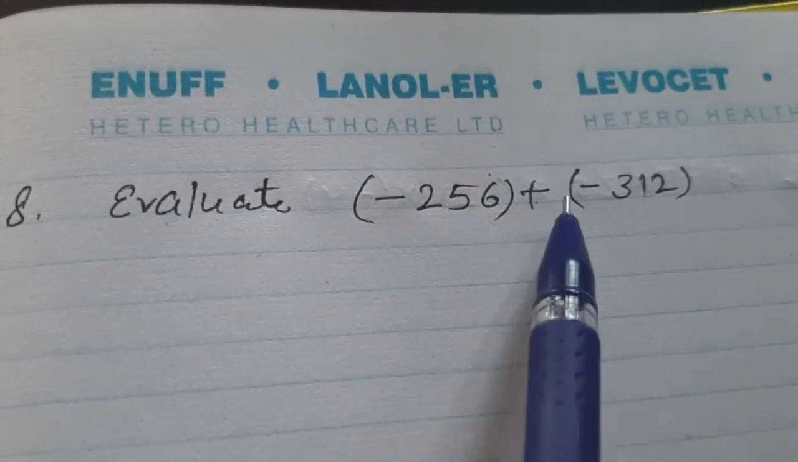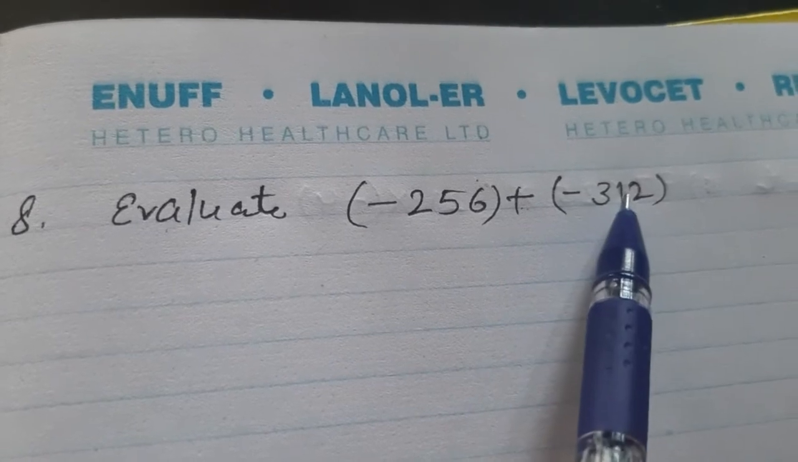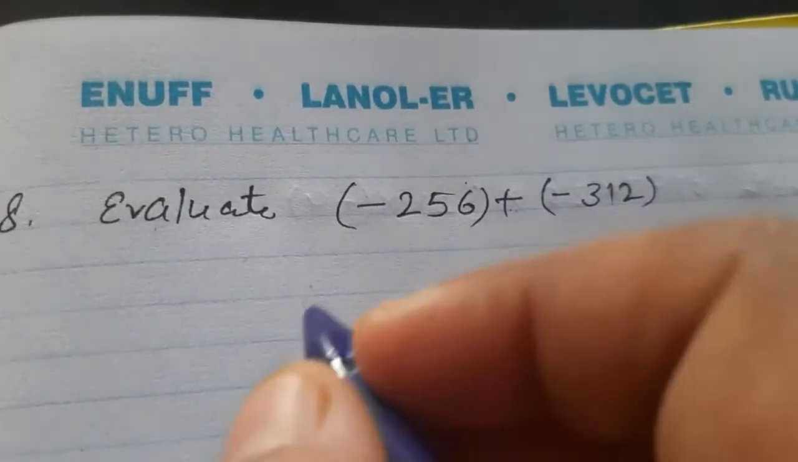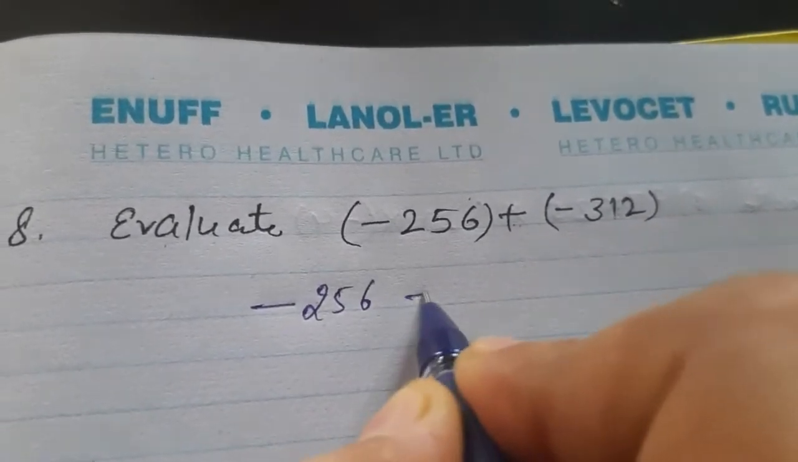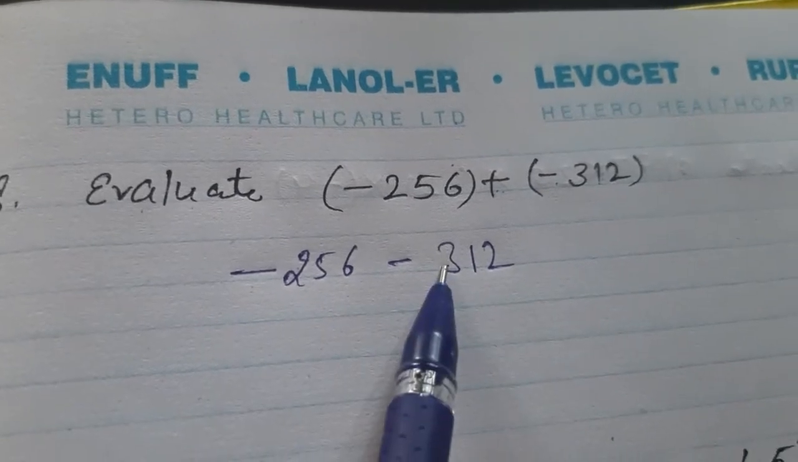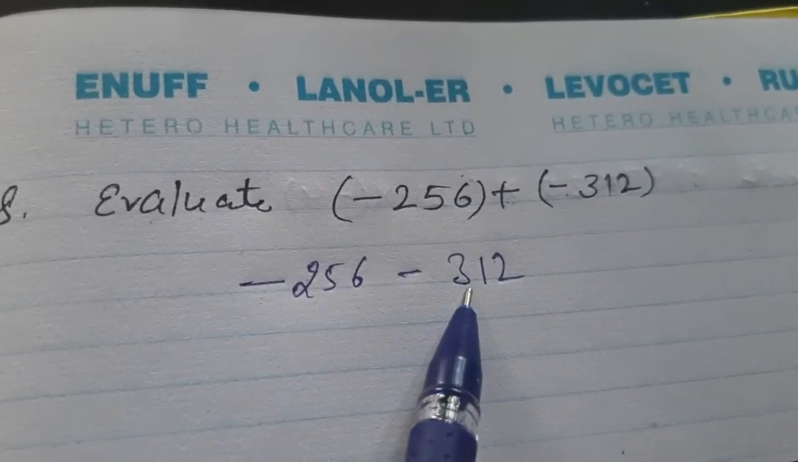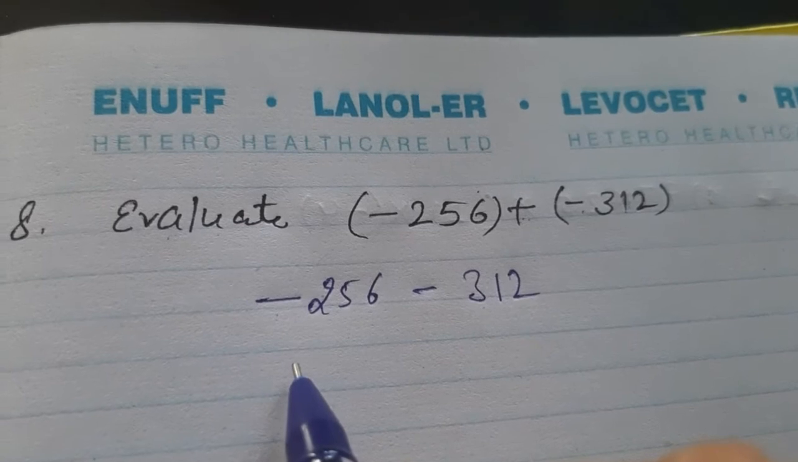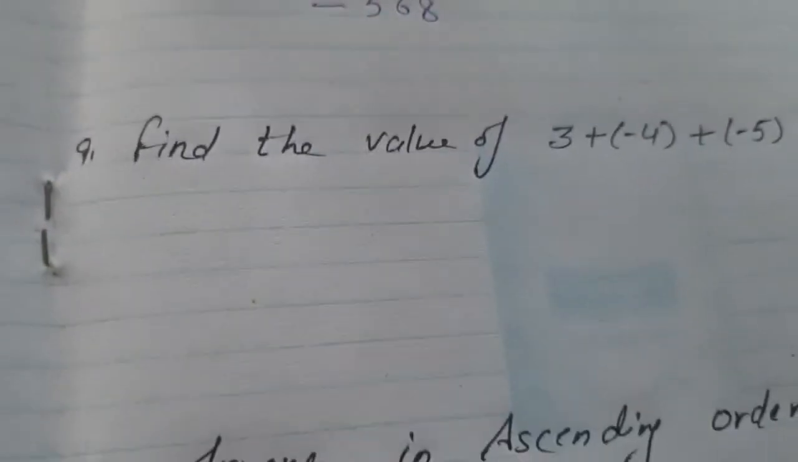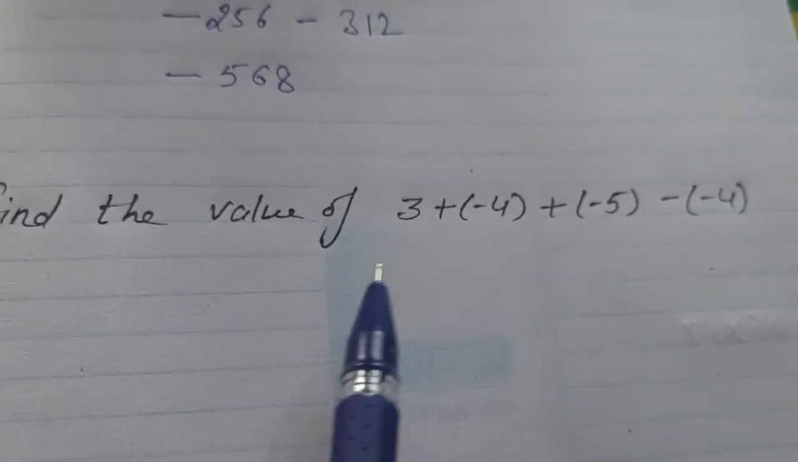Evaluate minus 256 plus (minus 312) within brackets. So we have to evaluate it. First of all, open the brackets. It will become minus 256 plus minus minus 312. Both are with negative sign. It means we will add them up. So it comes out to be minus 568.